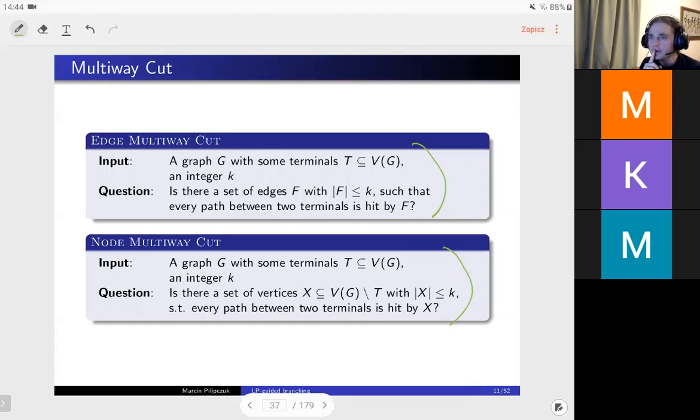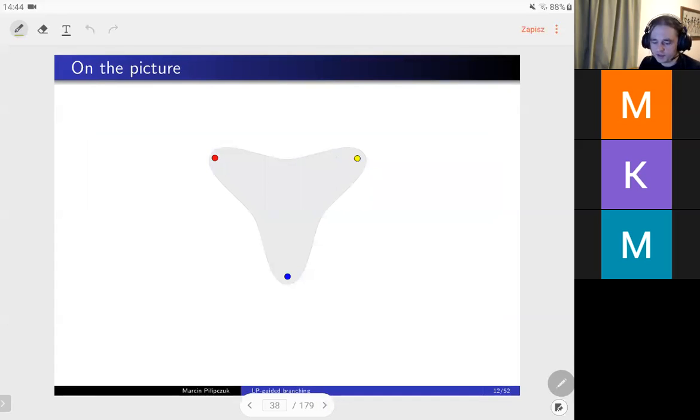Okay, so this is the edge multi-way cut, and let's go further. On the picture, we have got 3 terminals, and you want to cut some edges to separate the terminals from each other, and you want to cut as few edges as possible.